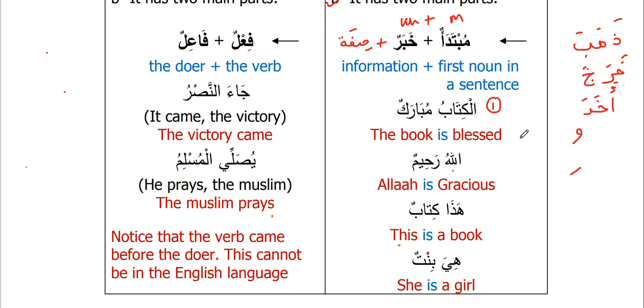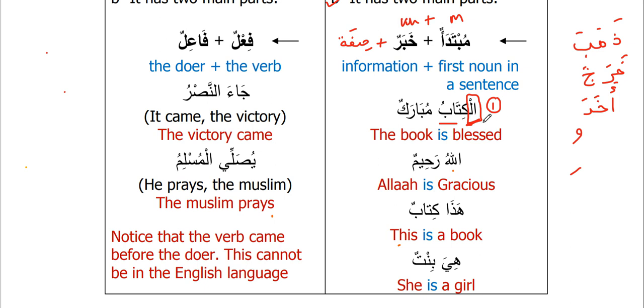And what about the noun? How will you recognize it's a noun? The first and most important point: the noun can always have a lam tarif. The moment you see lam tarif, know that this is a noun. And a verb like dhahaba, kharaja, akhadha can never have lam tarif. Only a noun can have a lam tarif. These are very small but most important details I'm giving you right now, so that it won't confuse you later in Arabic grammar.